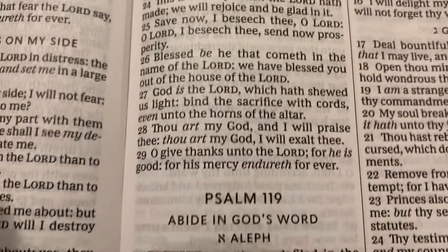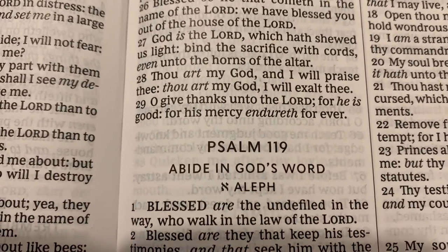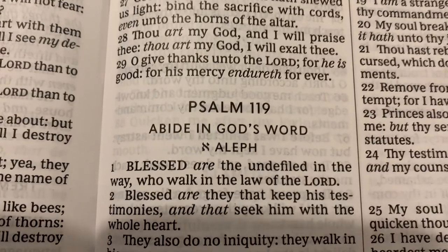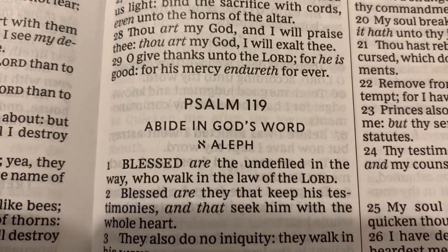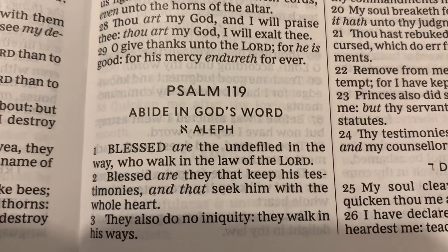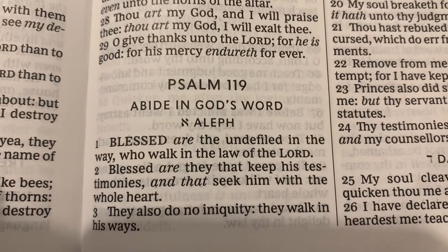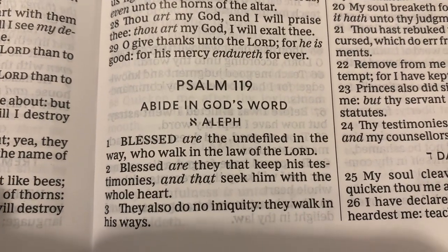And then the next thing is, we get Psalm 119, one of the longest chapters in the book of Psalms. And this is where King David actually used this psalm to teach King Solomon the Hebrew alphabet. That's interesting in itself.